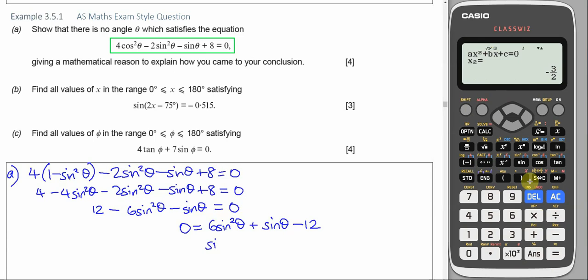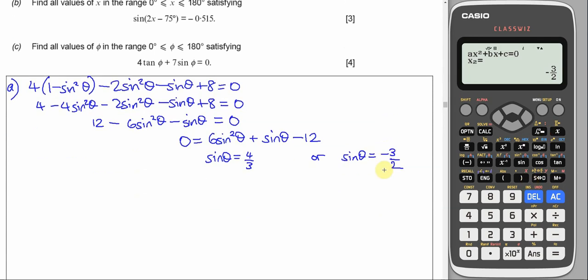So sine theta here is either 4/3 or minus 3 over 2. Remember, we're showing that there's no solutions. So we need to think about these numbers. Are they possible? Can sine theta equal 4/3? Can it equal minus 3 over 2? Well, the answer is no in both cases.